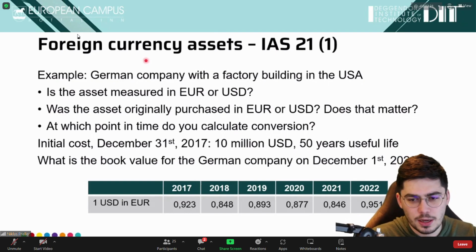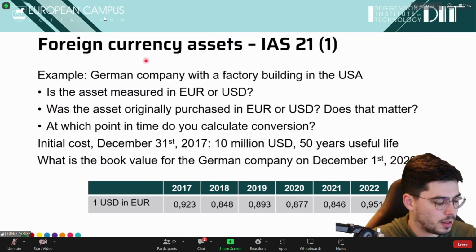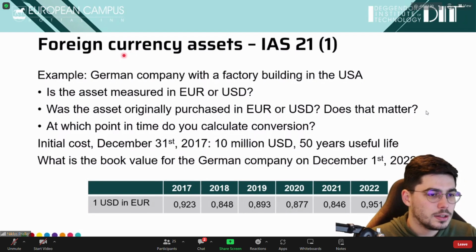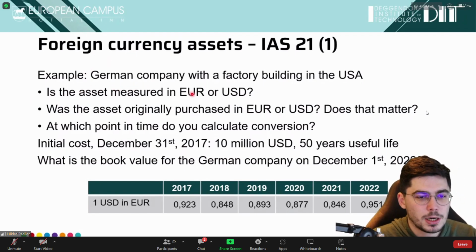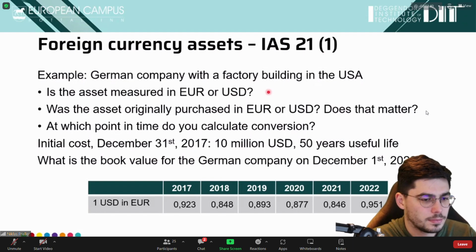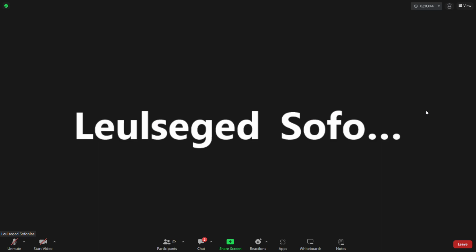A company has a factory in North Carolina, for example. Well, they actually do. A huge factory. So is this asset, the factory building, measured in euros or US dollars? What would you say? It will be euro because it's a German company.